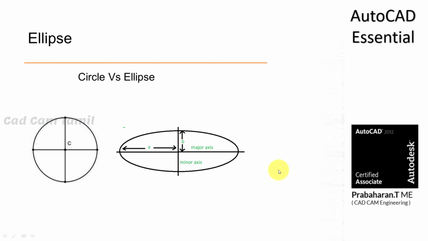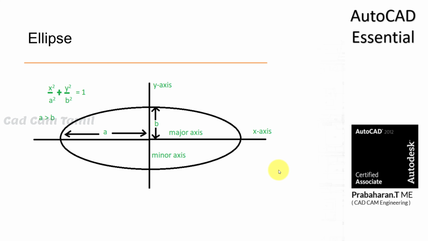Okay, right. Let us discuss the ellipse. To construct an ellipse, what we need are a major axis and a minor axis. So it is an oval shaped object. The major length is called the major axis radius or diameter. The minimum length is called the minor axis or minor diameter. This is the mathematical relation to construct the ellipse manually.